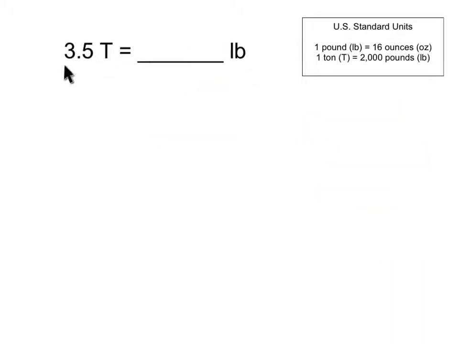Let's look at this example. 3.5 tons equals some number of pounds. In this case, I know that tons is a larger unit of weight compared to pounds, which is a smaller unit of weight. So in order to figure out how many pounds equals 3.5 tons, I'm going to need to multiply. So I'm going to set this up with multiplication, and I have to multiply by 2,000 because there are 2,000 pounds in 1 ton.